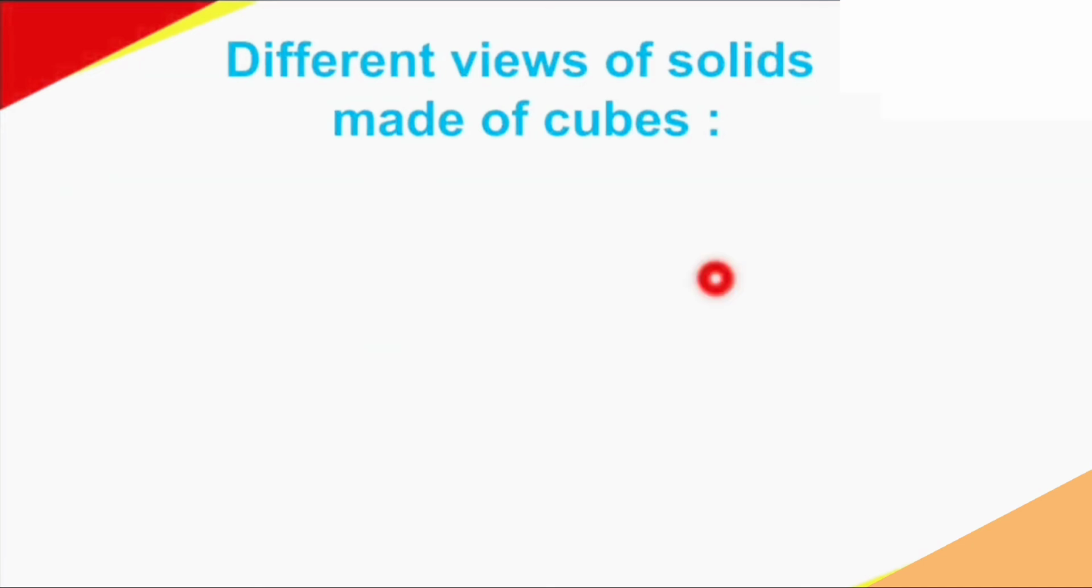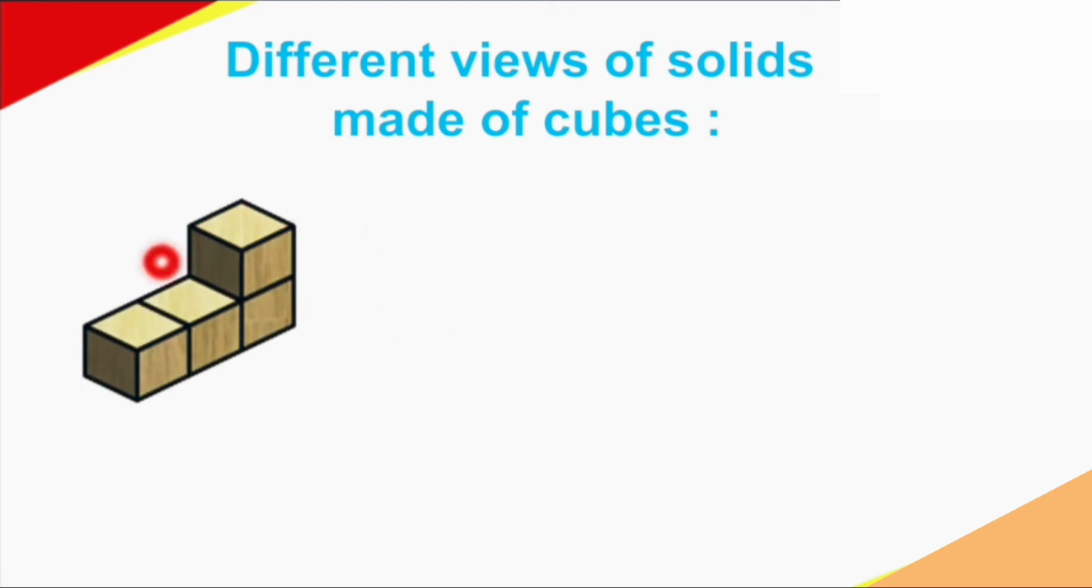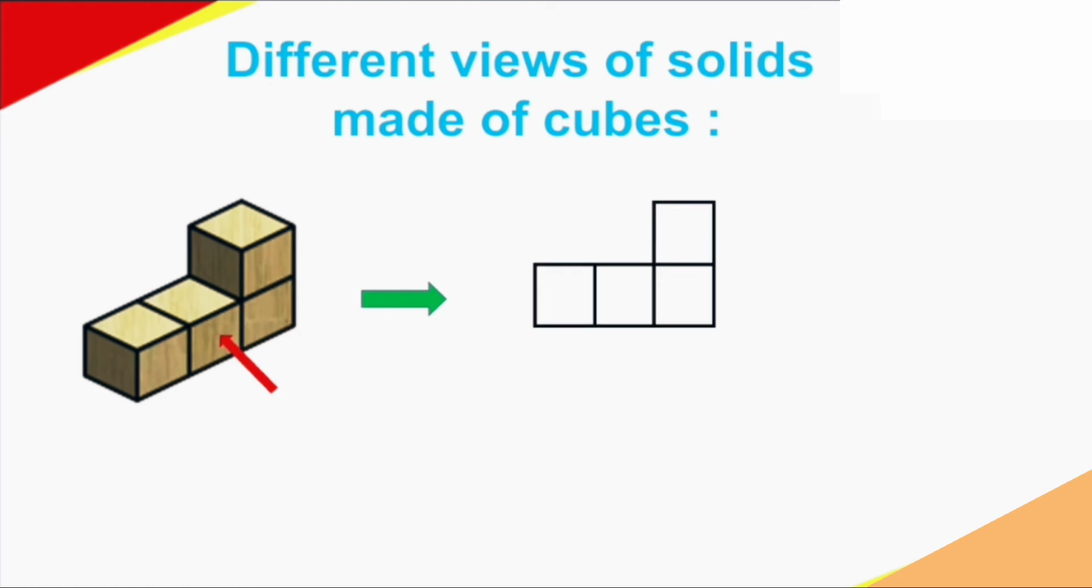Different views of solids made of cubes. Children, this is the solid made of 4 cubes. Now, let us draw the different views of this solid. First, children, if this solid is viewed from the side, then how many cubes are there? Yes, there are 4 cubes which are arranged in this way, so that this is called the side view of the given solid.